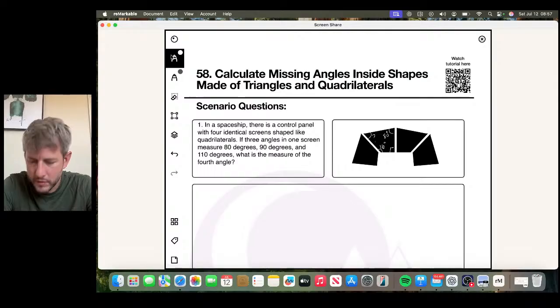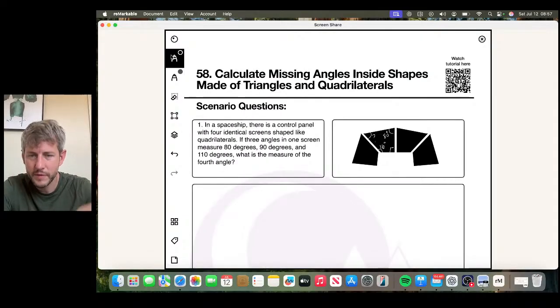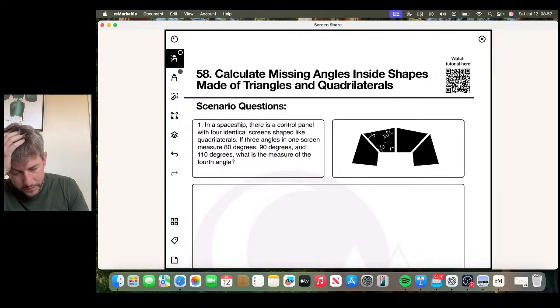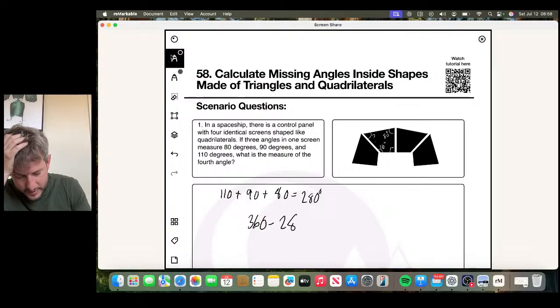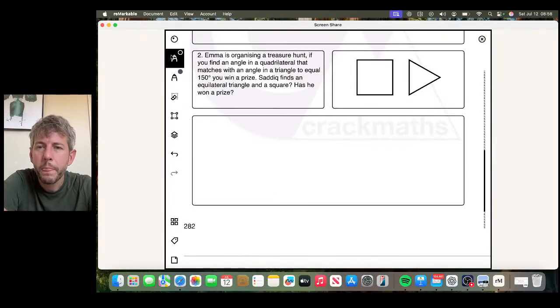But again, the whole principle is the same anyway. Let's work this out. So what we get here is 110 degrees plus 90 degrees plus 80 degrees equals 280. So then we've got 360 take away 280, and that is going to be 80 degrees. Okay, that's a lot of space to answer that I don't necessarily need, but that's all right. It's better than not having it.